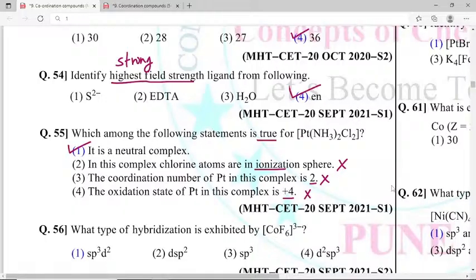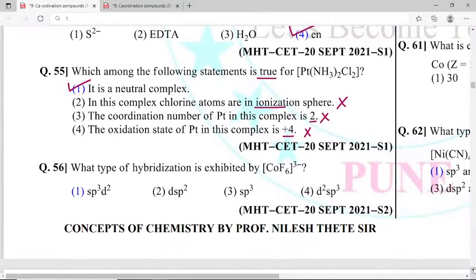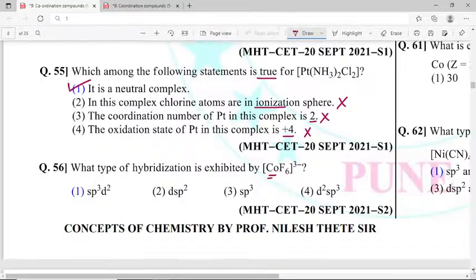Okay, clear? What type of hybridization is shown by [CoF6]3-? So this is cobalt and this is F6. What is the coordination number? Coordination number 6. So what type of hybridization? First, sp3d2.